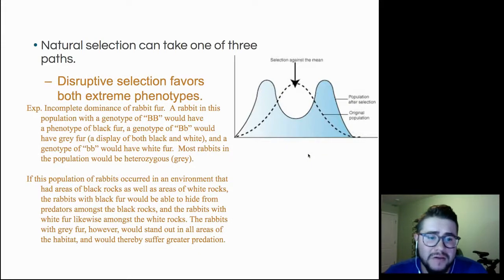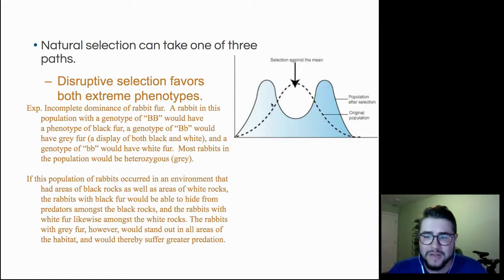The final one is called disruptive selection. Disruptive selection selects against the mean or the average phenotype. There are a few different examples. The one that I have here is about a population of rabbits where there are gray, black, and white. And if they're all interspersed in one area, generally the gray phenotype would be the average, right? Because it's a mix of the white and black, leading to gray rabbits.